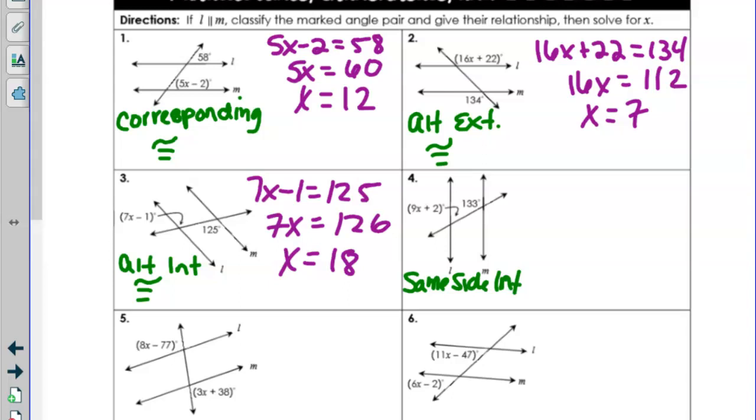Consecutive interior. Either name is fine. So what do we know about same side interior? Very good. They're supplementary. So I'm just going to put 180. They add up to 180. Now our equation will look a little bit different, right? What is my equation? 9x plus... Very good. We're going to add the two angles together, and it equals 180.